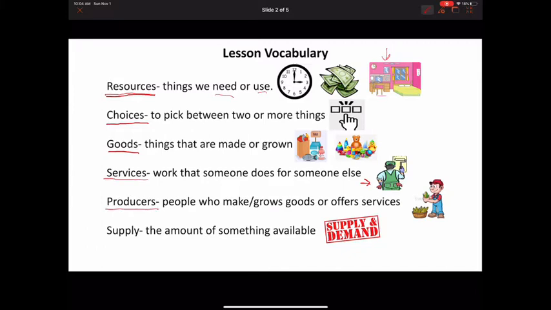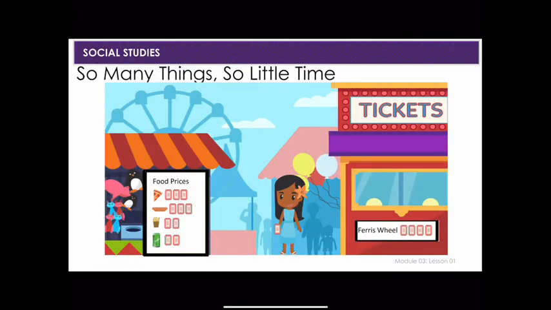Producers are people who make or grow goods, or they offer services. A farmer is an example of a producer because he grows the food that we buy in our grocery stores. And supply is the amount of something that is available. So when you go to the store to buy something that you need or want, the supply is how much of that item that the store has in stock. So many things and so little time.